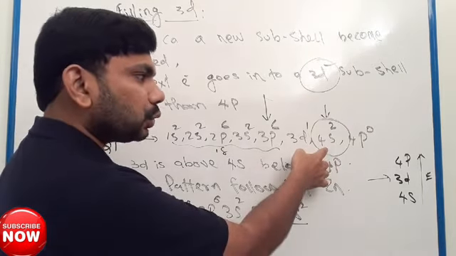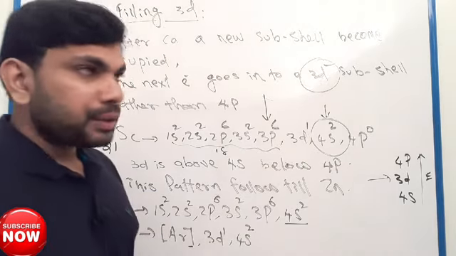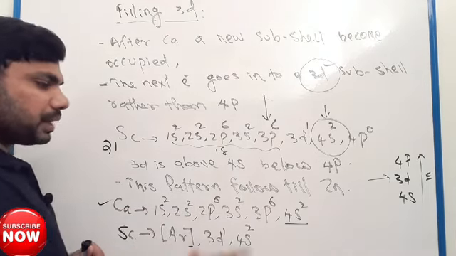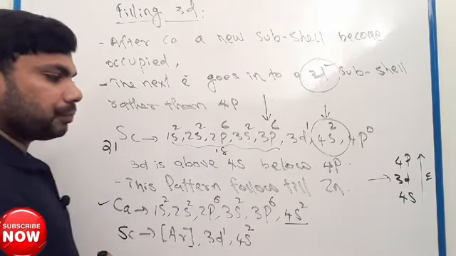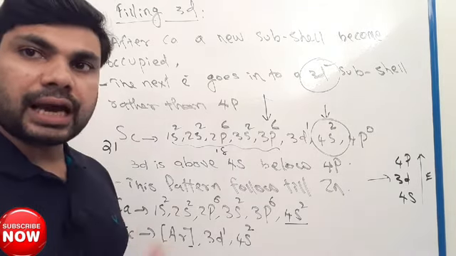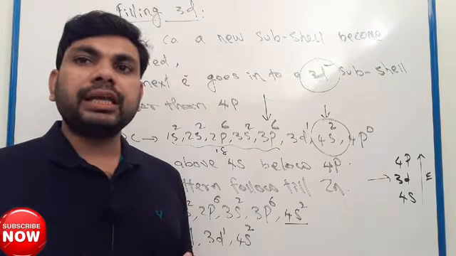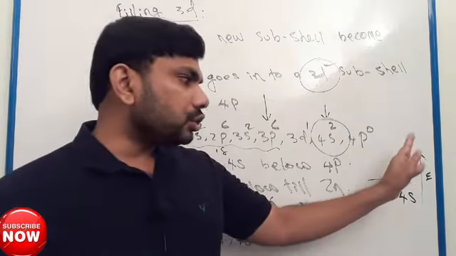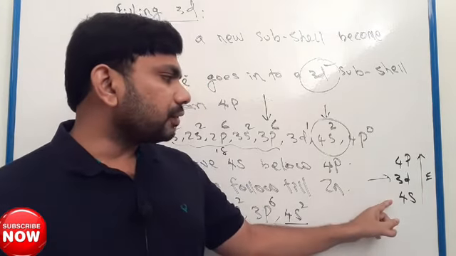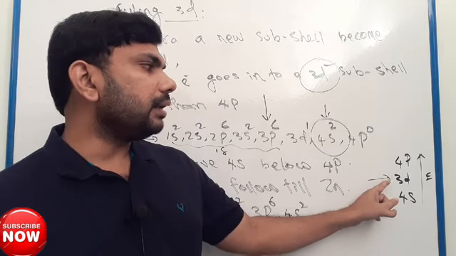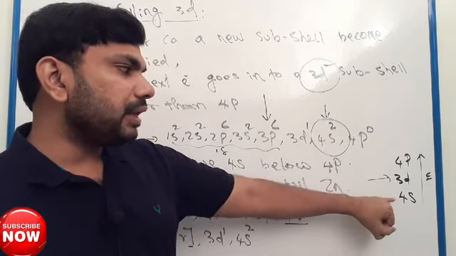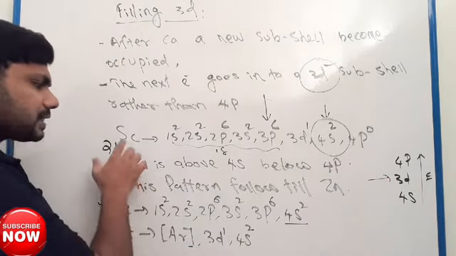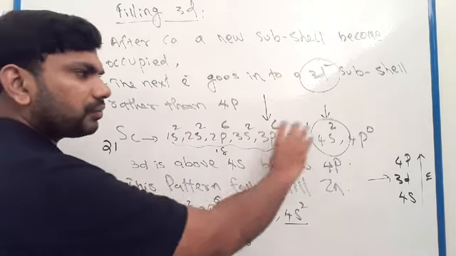So 4s2, 3d2. Clear? This is the electronic configuration of calcium: 3p6 4s2. After calcium, a new orbital 3d is occupied. According to energy order, after 4s comes 3d, then 4p. So 3d is between 4s and 4p. Clear? This is the order of writing.